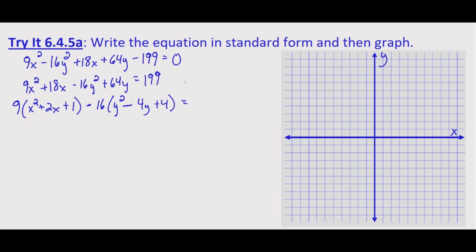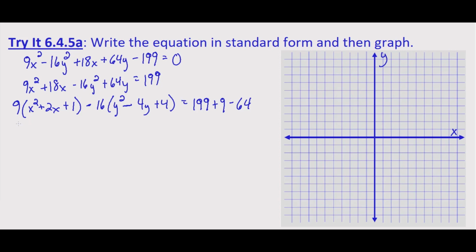Now what we do to one side, we have to do to the other. So we have 199. And then with the x terms, 9 times 1 is 9. So we're adding 9 to the left side. We need to add 9 to the right side. And then negative 16 times 4 is negative 64. So we're subtracting 64 from the left-hand side with the y terms. So we're going to have to subtract 64 from the right-hand side as well.